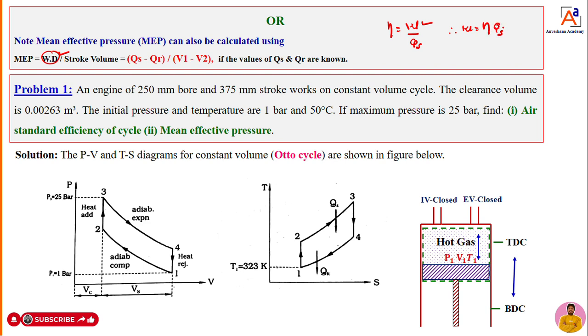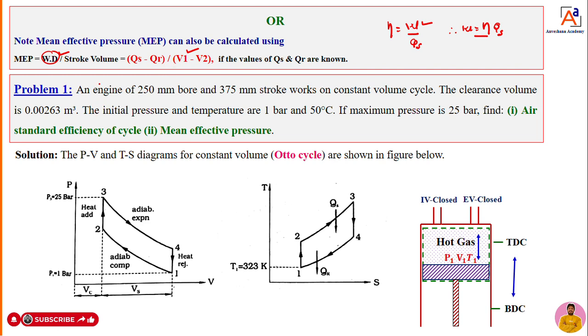Some authors take QS or some authors take QA. With the help of this equation, with the help of work done, I can calculate the MEP. Once you know the value of work done, you can easily calculate the mean effective pressure, that is work done divided by stroke volume, that is V1 minus V2. So we can calculate the work done with the help of this equation. The previous problem we will do with the help of this equation now.